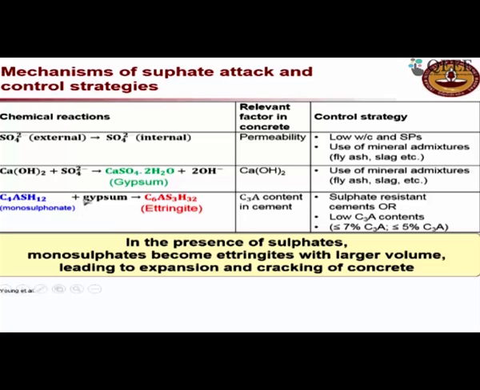So monosulfate will react with the gypsum, it forms ettringite. This ettringite has a larger volume than the monosulfate. So the product here has larger volume than the reactants. Because of its larger volume, it will try to push the material around, and it will create expansive forces which will eventually lead to cracking.